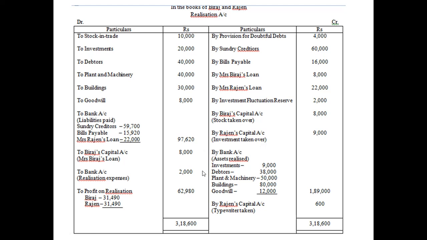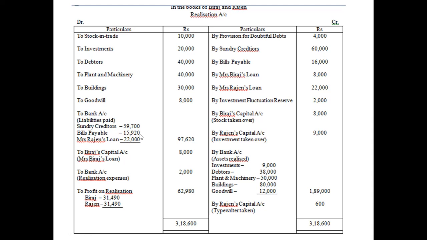Anyway, this creditors will be paid 300 less. Just now we calculated the amount. So 60,000 less 300 will be 59,700, and the bills payable we are making this 80 rupees less. So it will be 15,920 rupees.